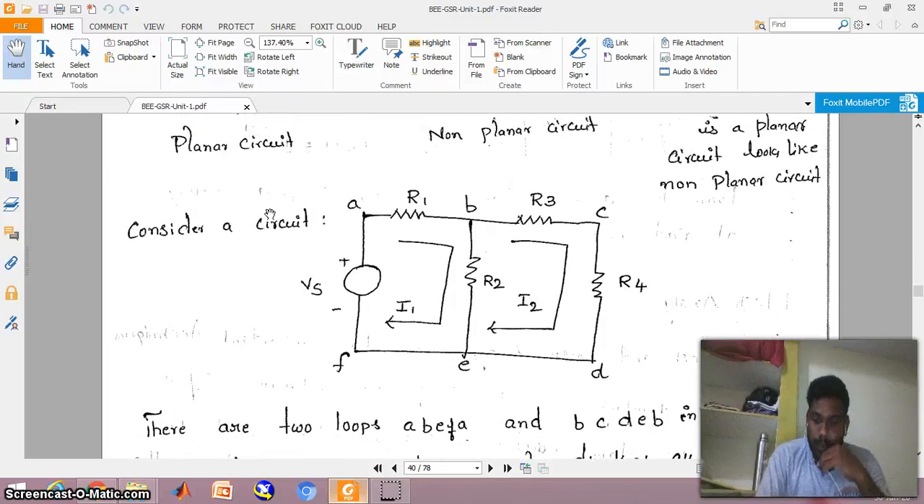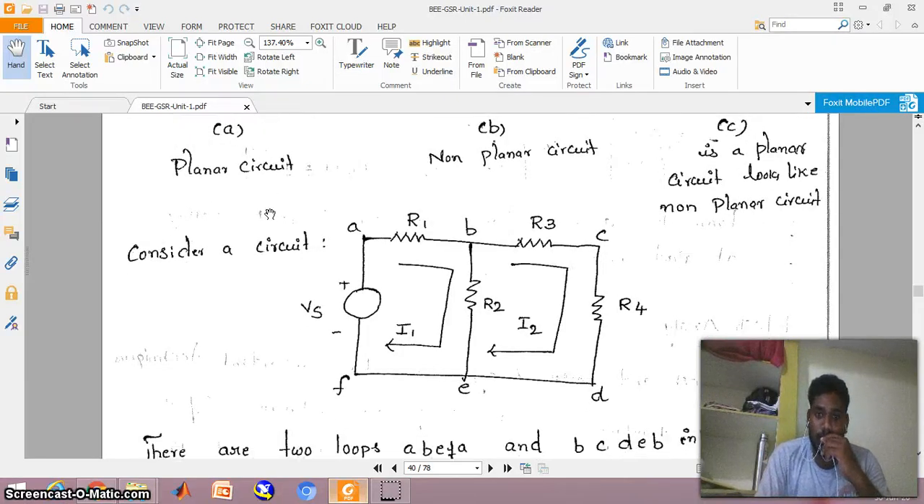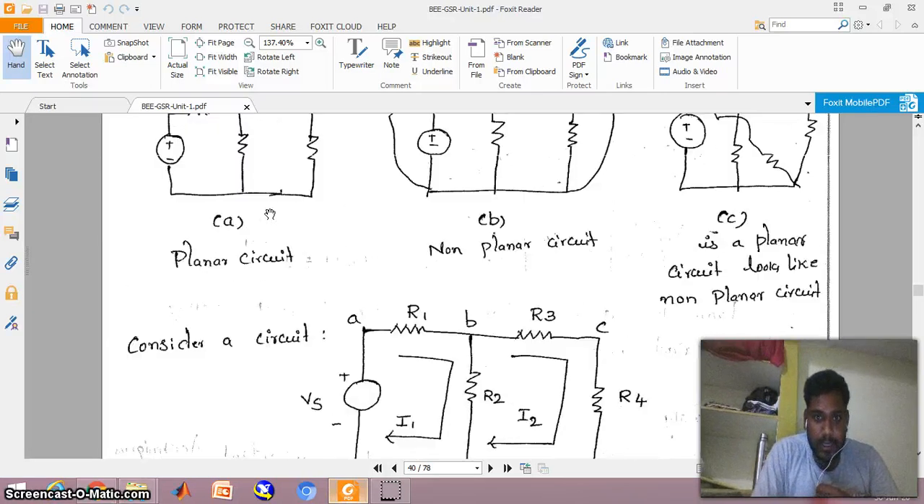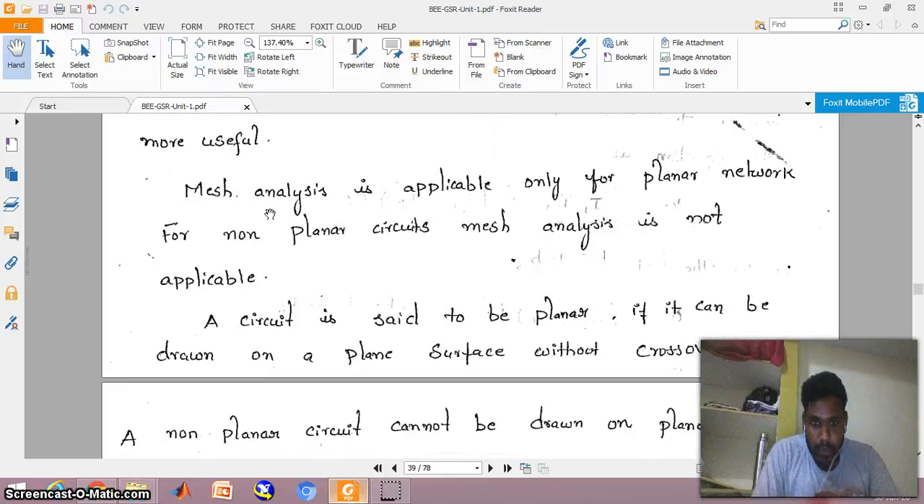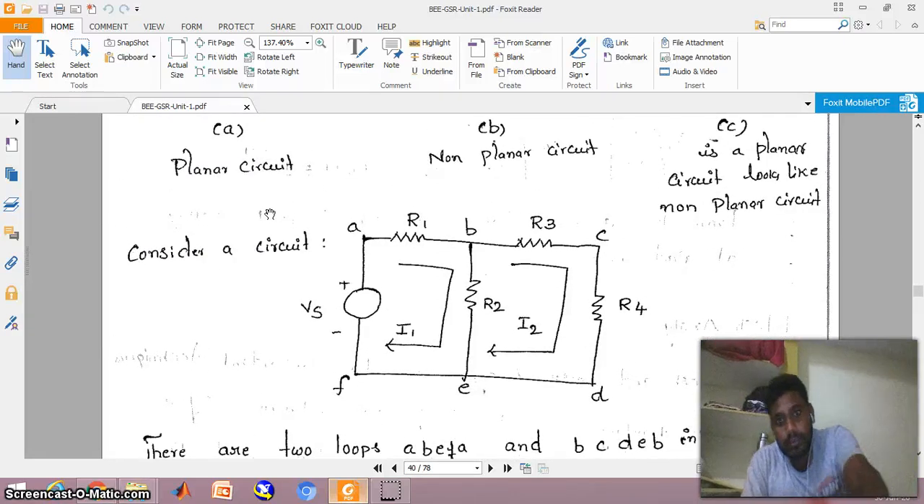In this video, I will be discussing mesh analysis, supernode and supermesh analysis. For mesh analysis, I consider one circuit. So this is the circuit. In this circuit, there is a voltage source, next R1, R2, R3, R4. Four resistors are connected in both series and parallel combinations.